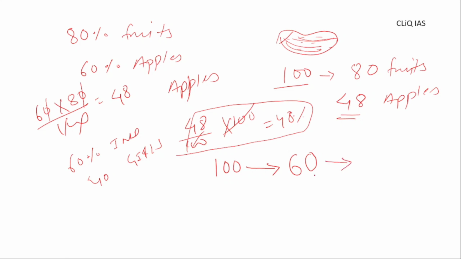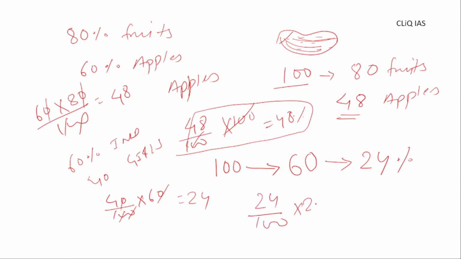So 40% means 40 by 100 into 60. The two zeros will cancel, and 24 means there are 24 girls. So this is the percentage actually. But if you want to calculate, you can do that also: 24 by total strength 100, into 100, that is equal to 24%. It means in that college, 24% of the strength is Indian girls in the population of that college. Clear? This is one concept. There is one other concept.